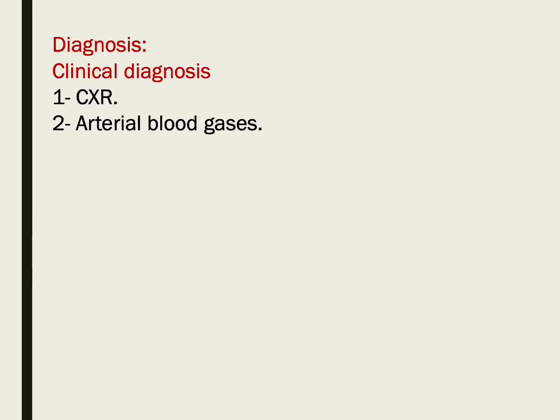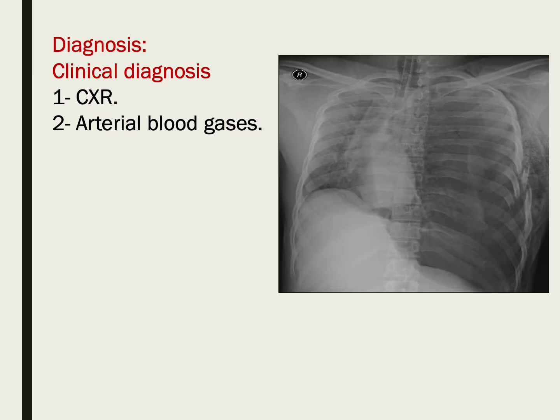So the diagnosis is mainly clinical. The patient presents with respiratory and hemodynamic compromise, and there is a decrease in air entry on one side, and there could be evidence of injury to the chest wall, like tenderness or hematomas. The patient can also present with shock or cardiac arrest. So this is one of the causes that should be reversed during the resuscitation. Also a chest x-ray if the patient is stabilized, and then ABGs.